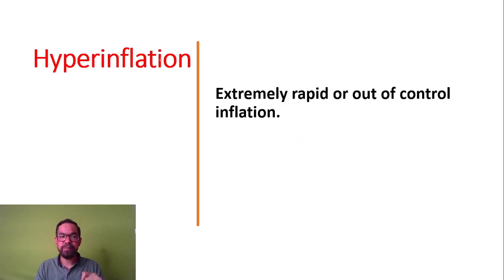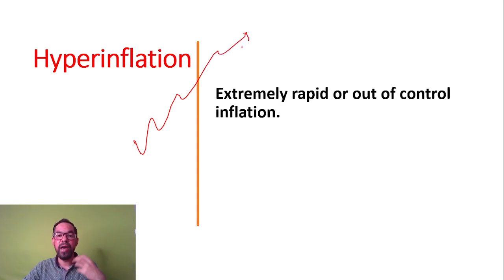Next one, hyperinflation. We already went through this particular one during the stages of inflation. Hyperinflation is extremely rapid or out of control inflation. When the prices in any economy go high, like more than 20%, 30%, as I gave you an example of Zimbabwe, Somalia, Venezuela, Pakistan, these countries are facing hyperinflation. So the value of currency is very low in these countries. Okay, so extremely rapid or out of control inflation.